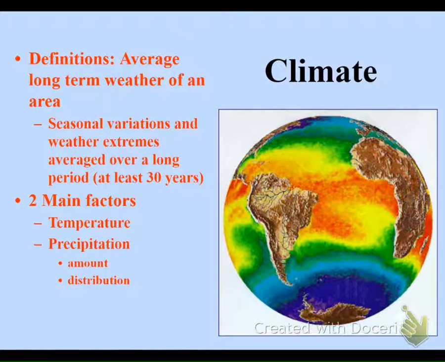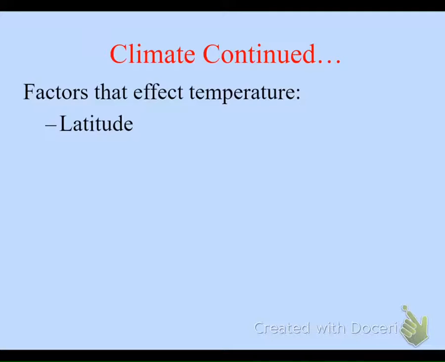The two main factors that determine the climate are the average temperature over that period of time and the amount and distribution of precipitation in that area.